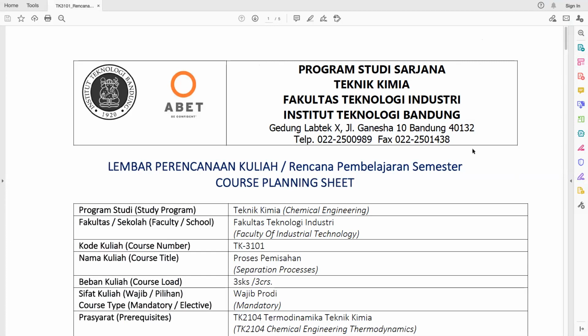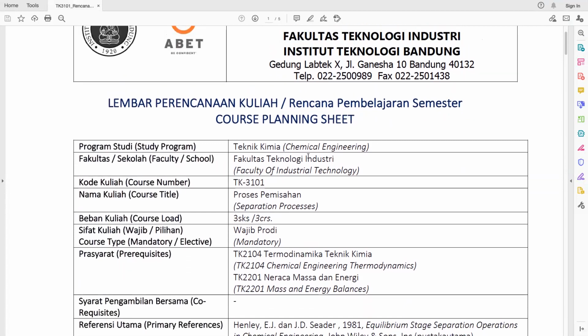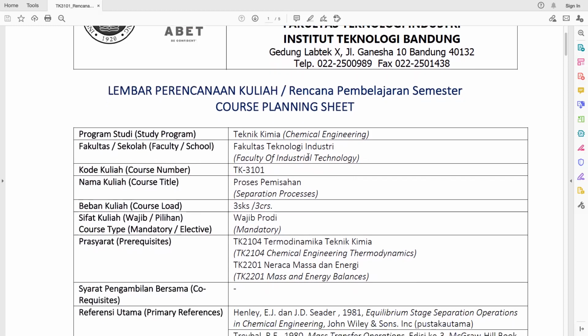We have 3 classes, 2 for the regular and the third one is for international, and they will be held simultaneously on Thursday and also tomorrow, Friday, 9 to 11. So let's have a look at the course planning sheet of this chemical engineering course for separation processes.